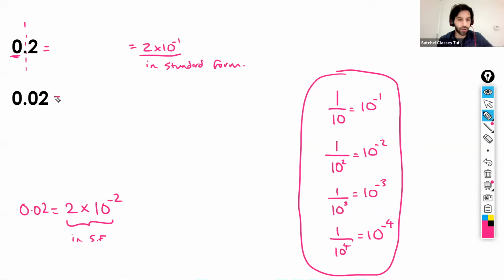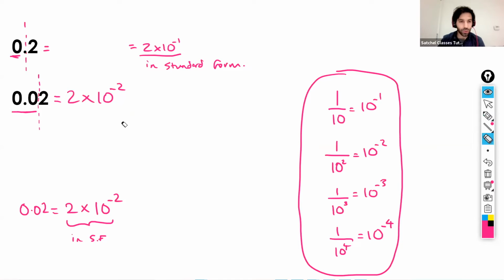Over here, our answer was 2 times 10 to the power of minus 2. So, once again, after our first non-zero digit, we have 2 digits. So that's going to be 2 times 10 to the power of minus 2.